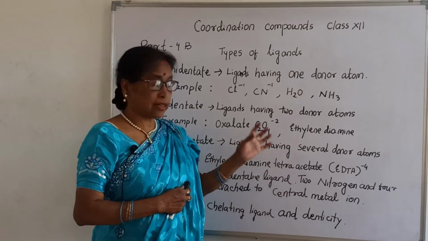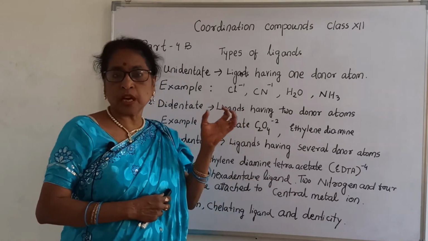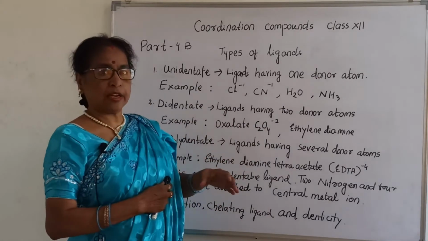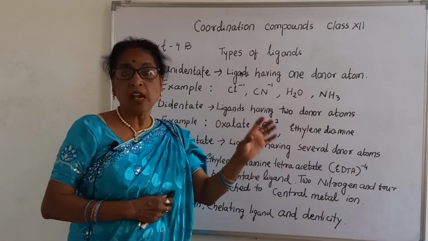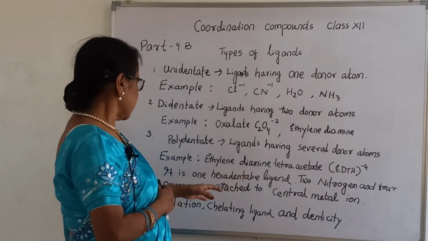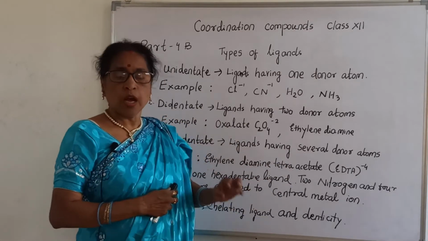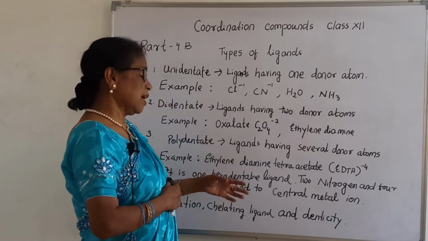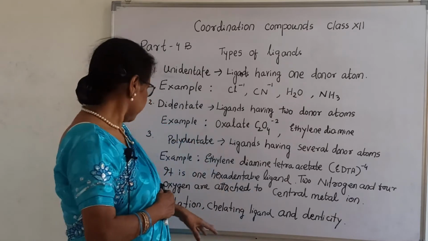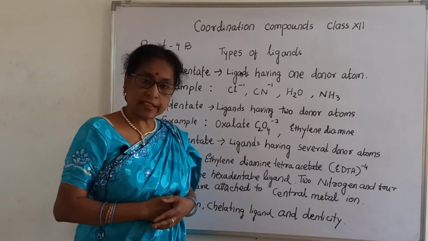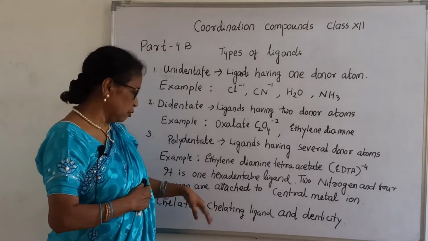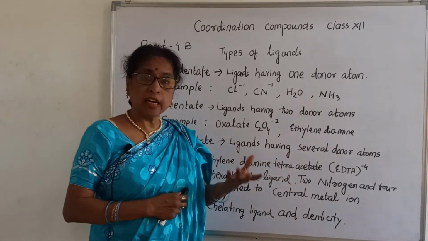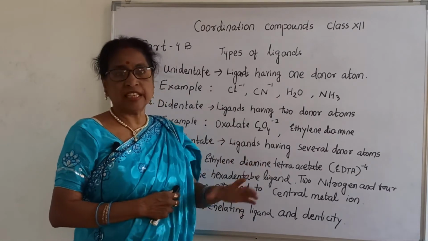Actually 2 nitrogen atoms can donate to the central metal ion, and 4 oxygen atoms can also donate to the central metal ion. So how many? Nitrogen 2, oxygen 4 attached to the central metal atom or ion. That is why it is a hexadentate ligand. And chelating ligand and denticity, we will see after that, what is meant by chelation, chelating ligand and denticity.